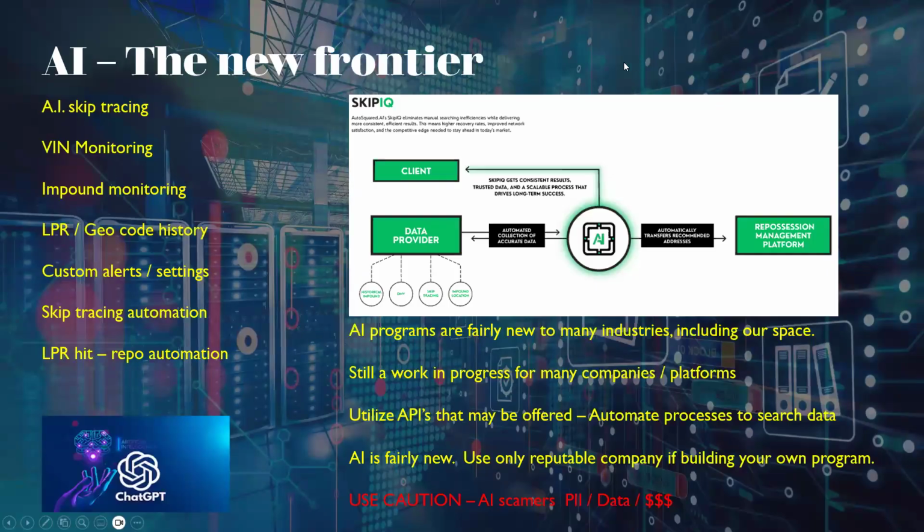So AI, this is going to be where it kind of gets a little bit interesting. You enter the VIN number in there, or whatever, as a client, you can enter it in there, and it automatically does the impound monitoring, the LPR geo history, custom alerts and settings based on whatever it is that you need to know, and skip trace automation, LPR hit automation. Skip trace automation is great for repossession companies, because when you get in those after hours accounts, 8, 9 o'clock at night, the system automatically accepts it and it lightly scrubs it and deploys it out to the best possible addresses.